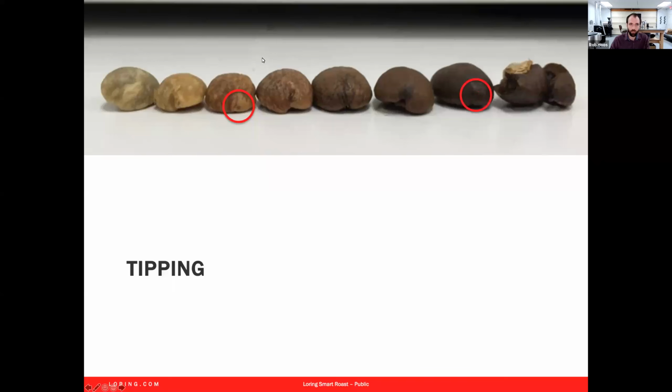Good questions, though. All right, tipping. So tipping is not what happens when you visit a restaurant, which none of us remember what that feels like, thanks to COVID. But tipping is what happens in coffee roasting when you're roasting a coffee faster than the density would allow. So when we're roasting coffee, remember, we're not just applying heat evenly. The bean doesn't just absorb it all uniformly.